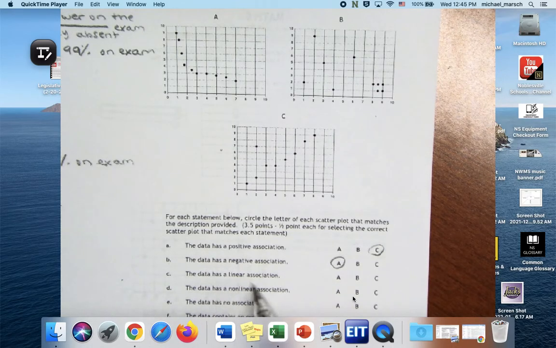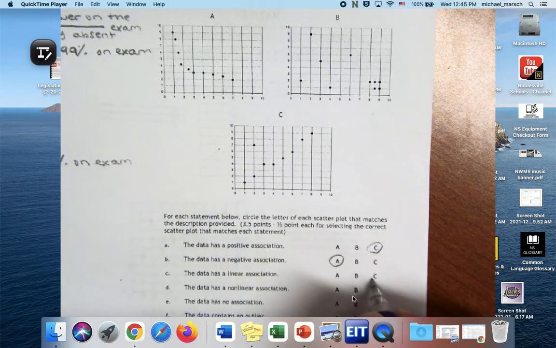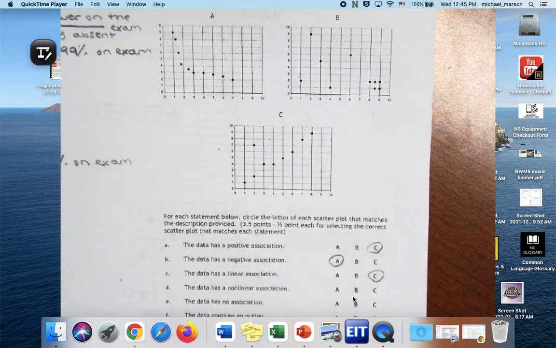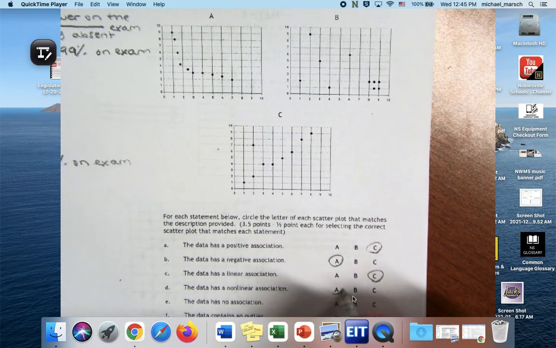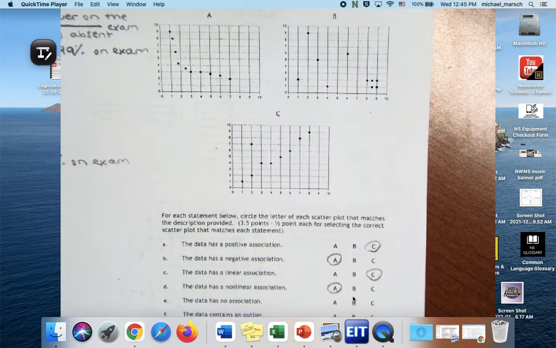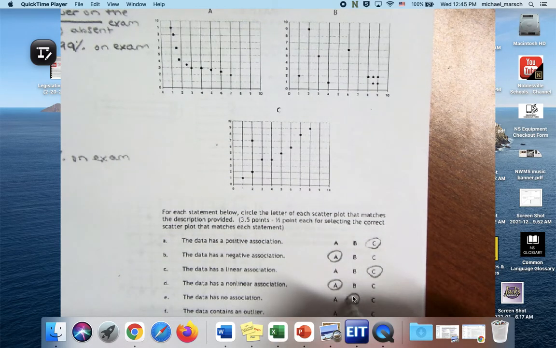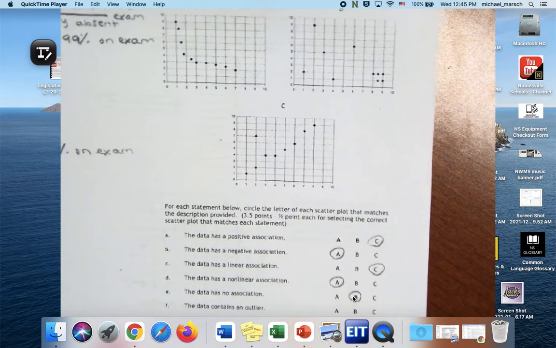The data has a linear association. Which graph? Which scatter plot? C. The data has a nonlinear association. Okay. The data has no association. B. That is clearly random.